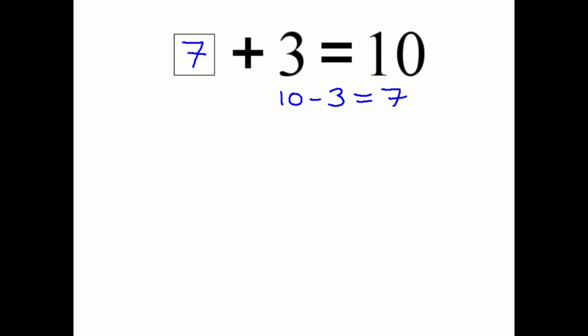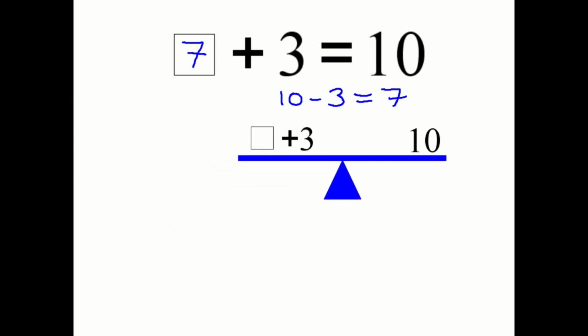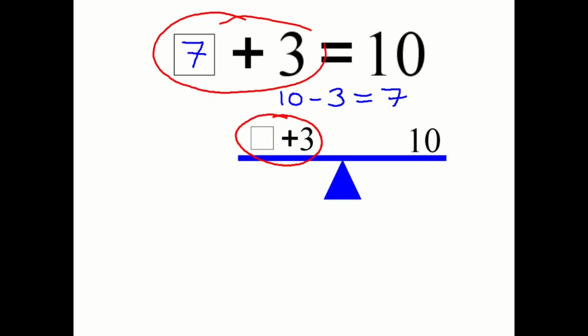So I want to look at this in a little bit more detail because this is actually really crucial to solving equations. So let's just take a little scale here. This is like a set of weighing scales or balancing scales. On the left hand side, you've got your box plus 3, and on the right hand side, you've got the 10. The equals sign in the middle is like the pivot on which those scales sit, and they are balanced.